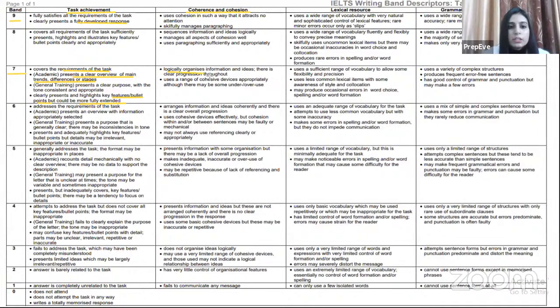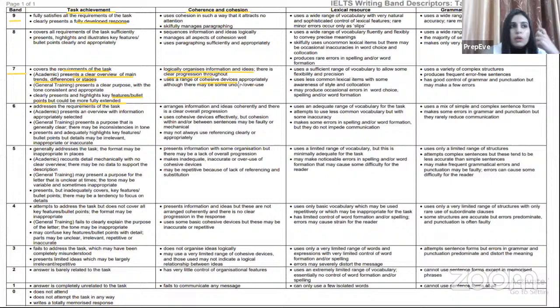Here is the sentence: logically organizes information and ideas. There's a clear progression throughout. This is what I meant when I said the flow or the transition should be smooth without any hiccups. Okay. Then comes your cohesion. Cohesion, I guess most of you would understand what cohesion means. It's basically using linking words or cohesive devices to connect your sentences with each other and also your paragraphs with one another, so that again the transition is smooth.